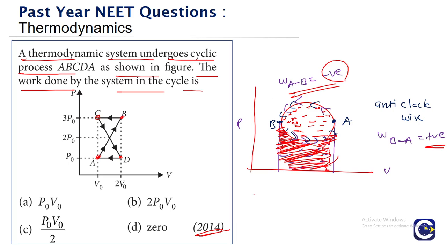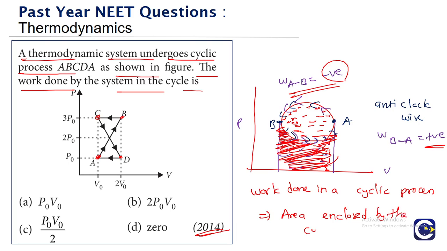So we will say work done in a cyclic path or cyclic process, right, will be equal to the area enclosed by the cycle. Means the cycle will enclose an area, right? That is what the remaining work is going to be.